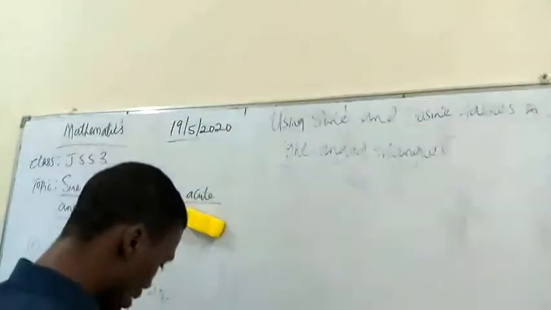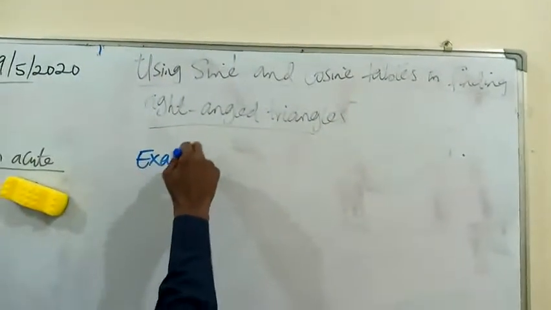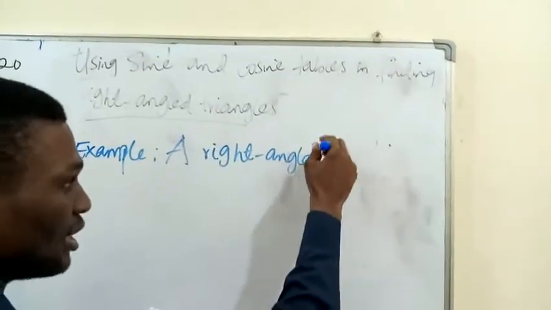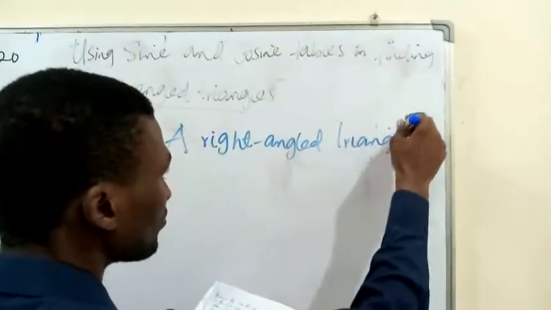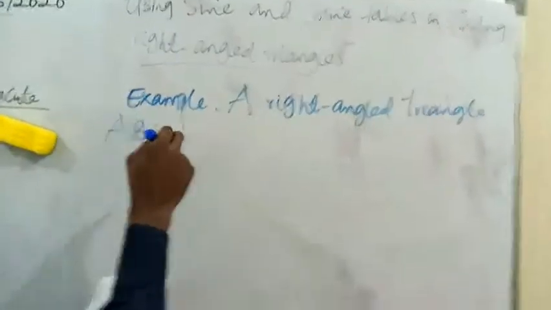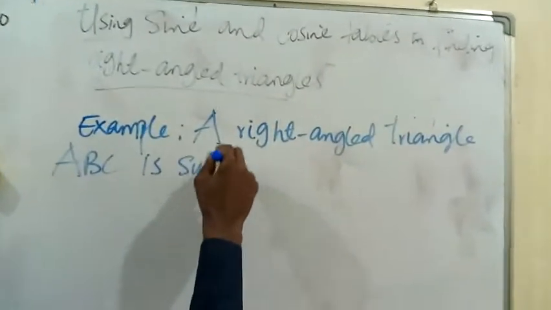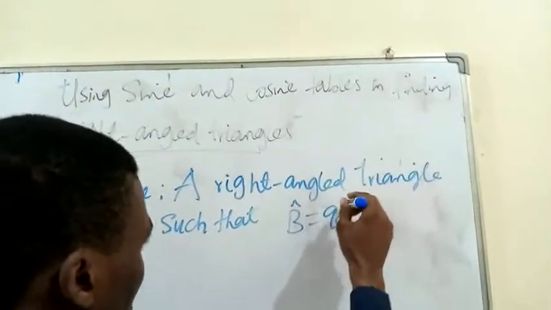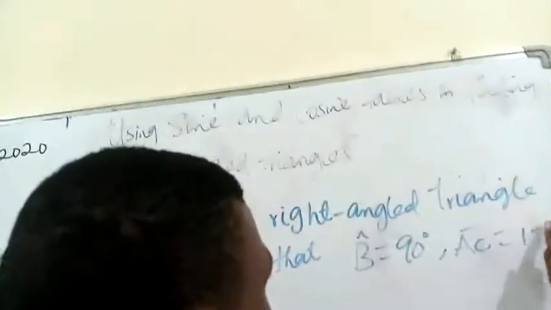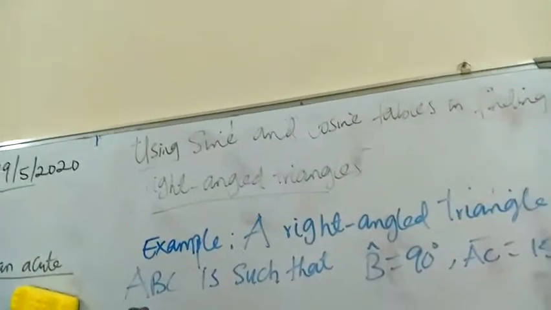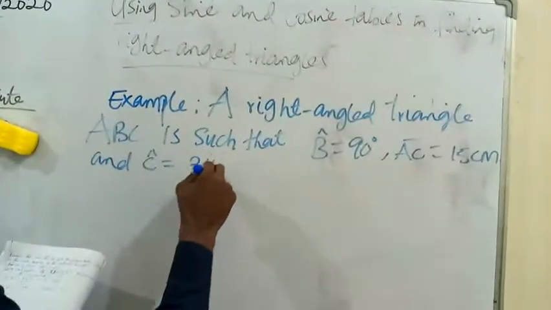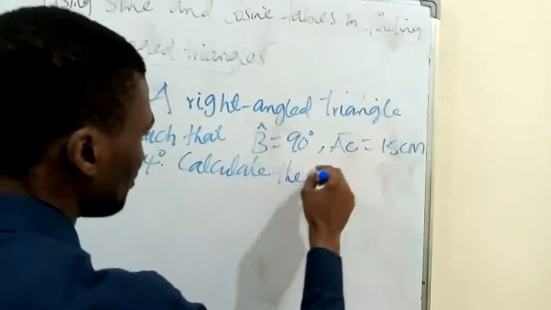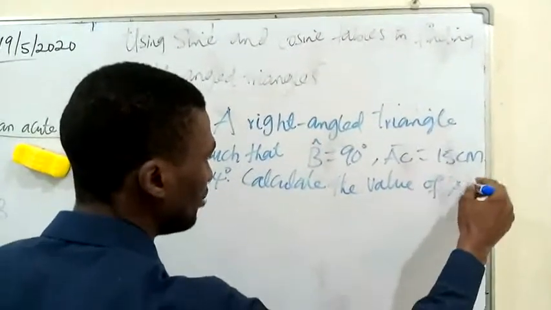So in this case, we have a right angle triangle ABC such that angle B is 90 degrees, line AC is 15 cm, and angle C is 34 degrees. Calculate the value of line AB.